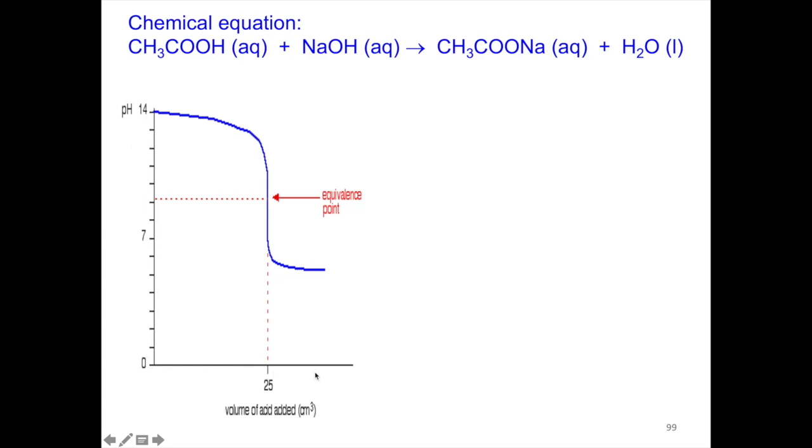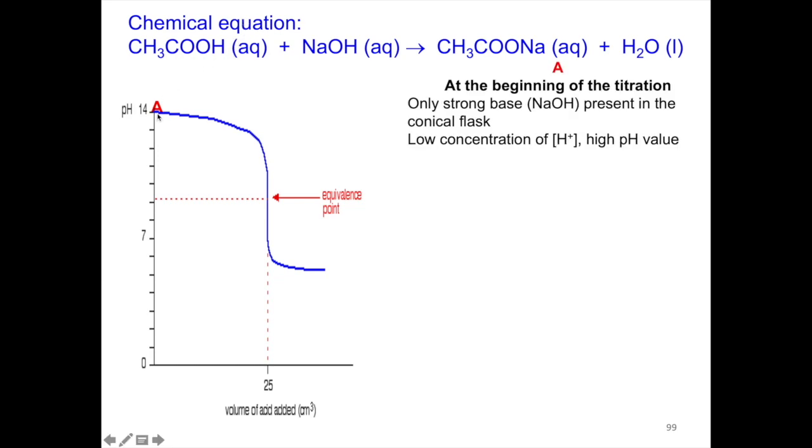So this is the titration curve. We plot pH against the volume of acid added. This time the titrant is acid. At point A, only strong base is present in the conical flask, so it has low concentrations of H+ and high pH value. The pH starts at 14 because it's a strong base.